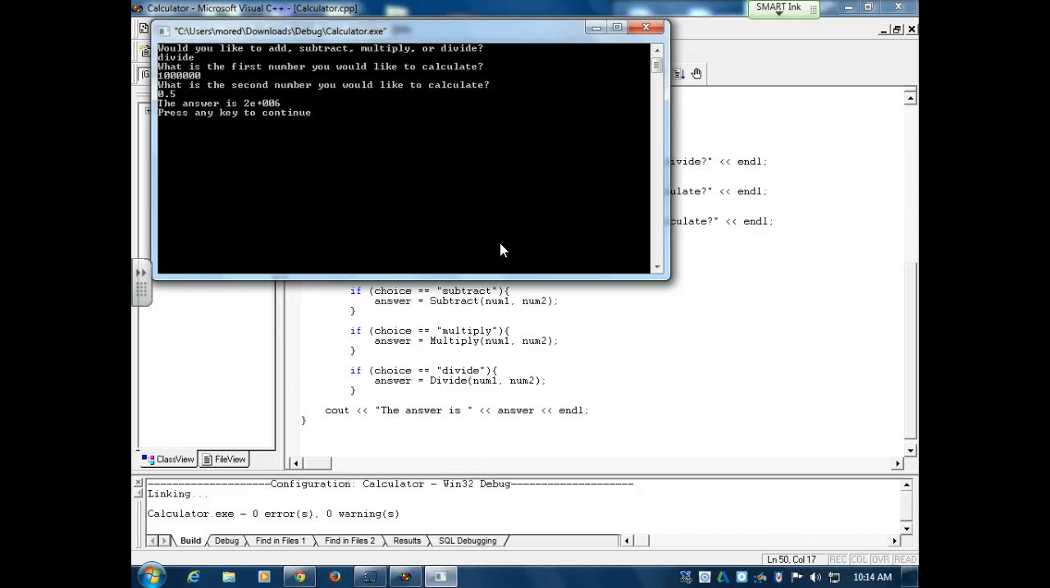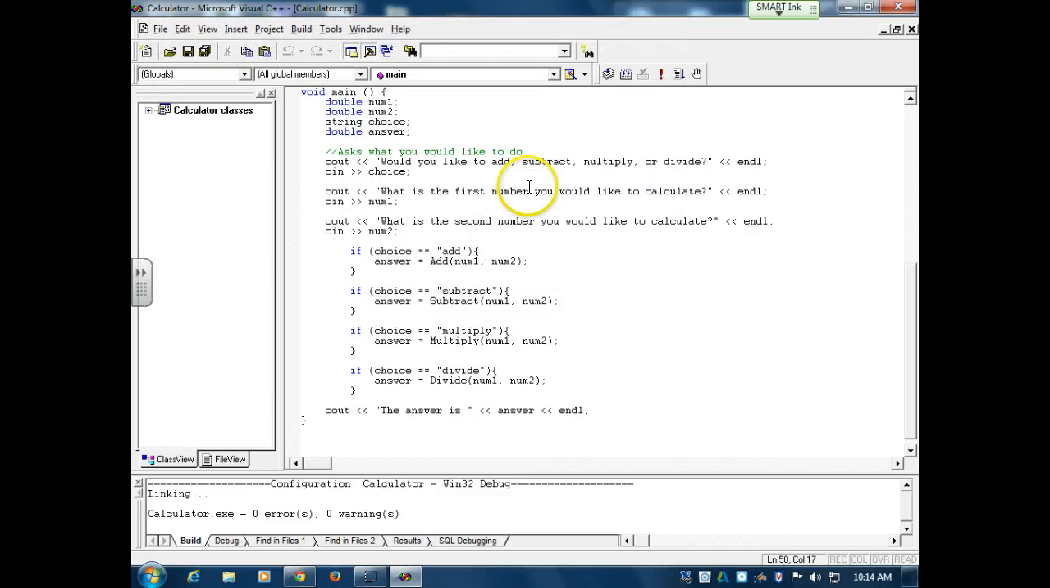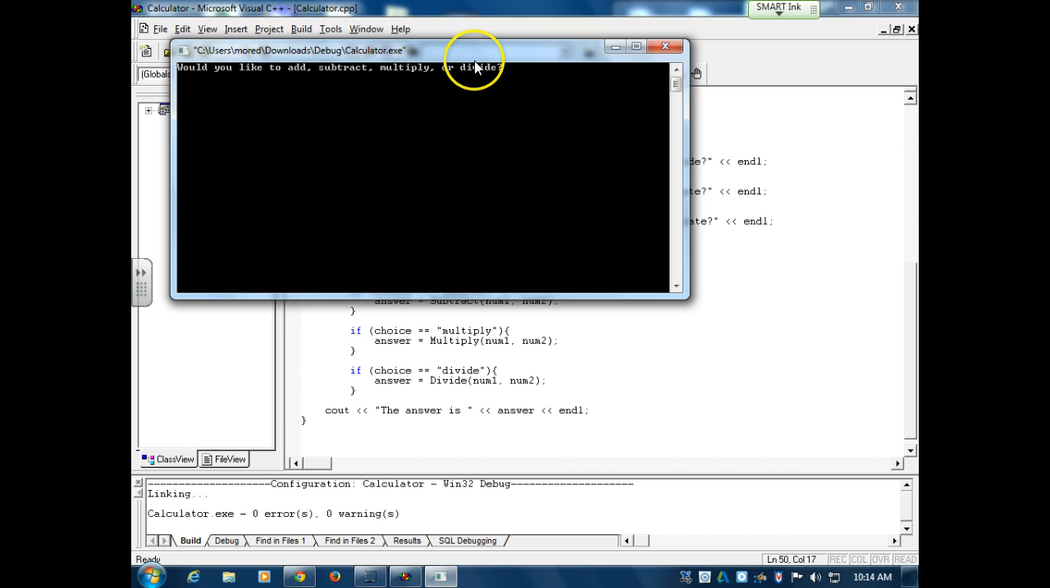Is that the answer you were expecting? No. Well, it's just in scientific notation, right? Let's run it again. Let's see if it can be a little more precise. Let's do divide. Let's do 7.5 and 3.3. Okay, so there is a little bit of precision there.